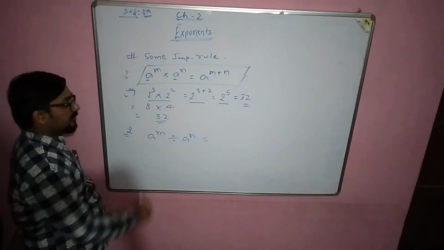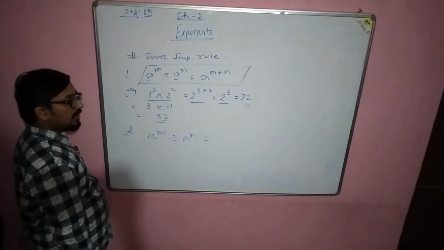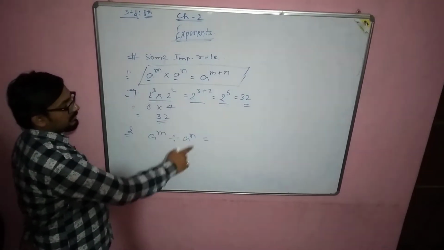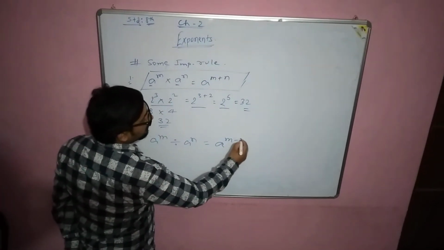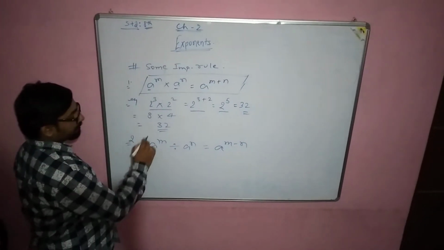Now second, a to the power m divided by a to the power n. In this case, the bases are the same and the powers are different, but it is in the form of division. So a to the power m minus n. Okay.